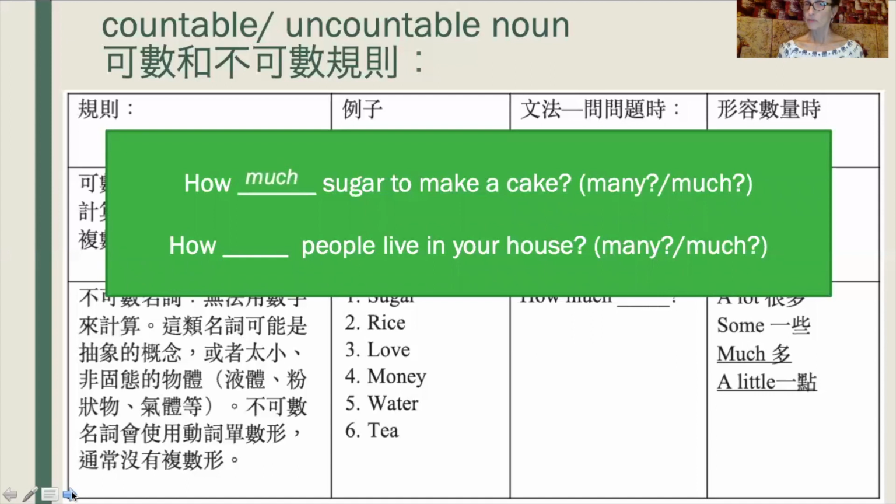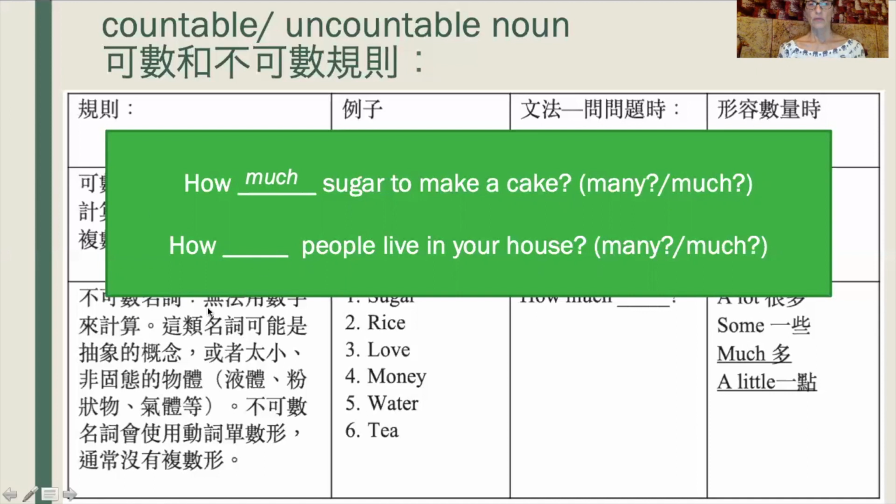So it's how much sugar to make a cake. Again, because sugar is such tiny pieces. This is how we would ask the question for quantity of sugar. And the answer to that might be, oh, for this cake, a cup of sugar.